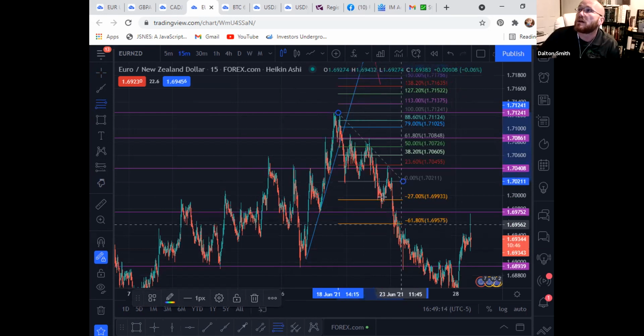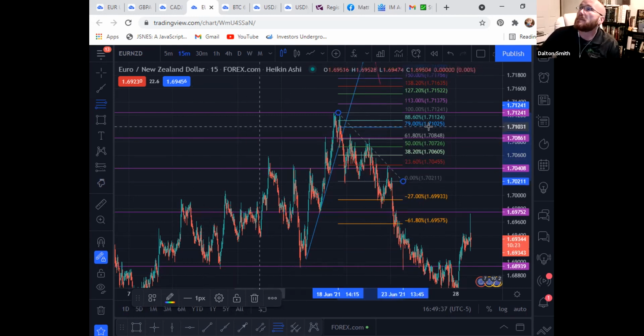Look how it supported this line right here. Look how it supports this red line right here. Look how it supports this 61% right here. See the 61.8%? Look how it sits right on that. You can't make this stuff up, guys. Look how it sits right on that 23%.